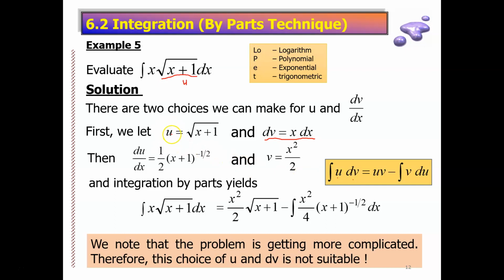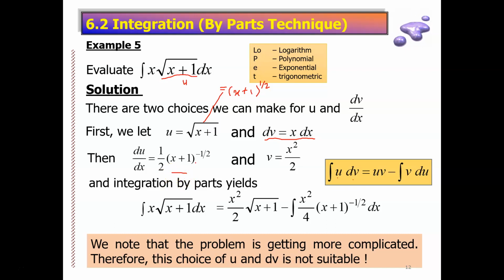When you have u, you're going to differentiate it, du over dx. We differentiate u with respect to x. So this part, square root of x plus 1, we can also write as x plus 1 to the power of 1 over 2. This is the same as square root of x plus 1. So now you're going to differentiate this, and you get this part.